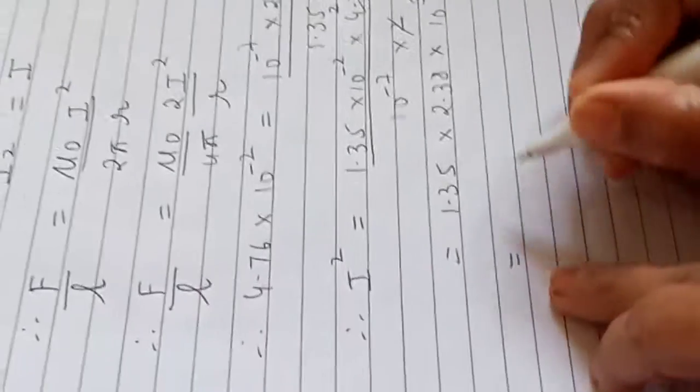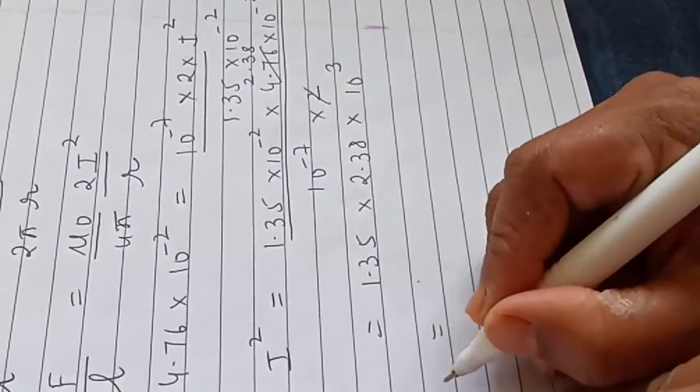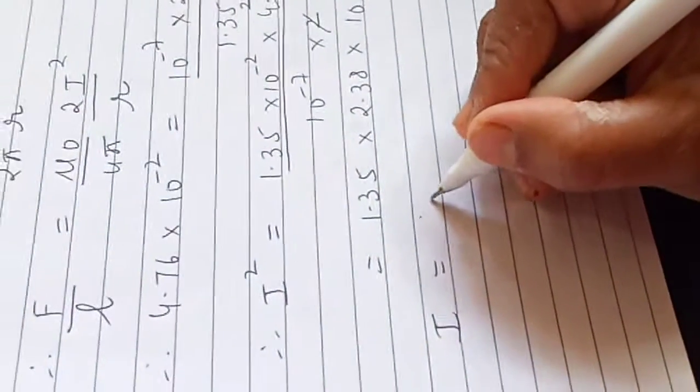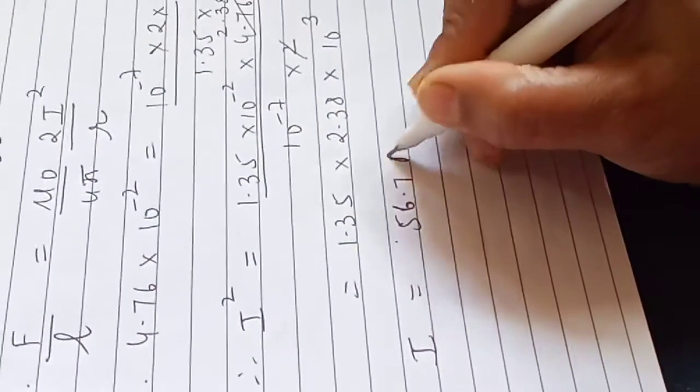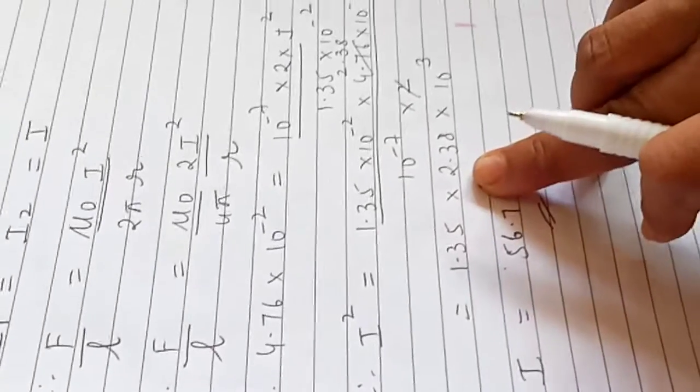Okay, 1.35 I can round off as 1.4, and when you calculate the value comes out to be, it's correct, students, it is 56.7 ampere. Understood? Look here, 13 2s are 26, done.